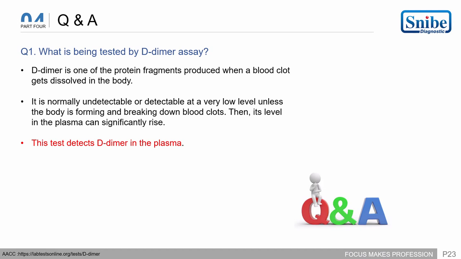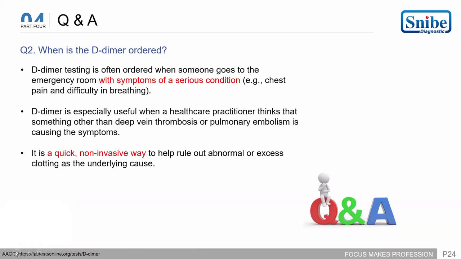So if we go to another question, when is the D-dimer ordered? You know that D-dimer testing is often ordered when someone goes to the emergency room with symptoms of chest pain and difficulty breathing. The D-dimer is especially useful when the healthcare practitioner thinks that something other than deep vein thrombosis or a pulmonary embolism is causing those symptoms.